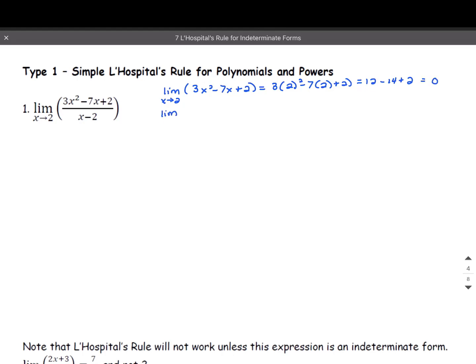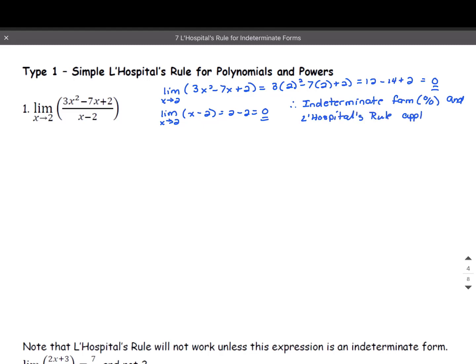Then we're going to take the limit as x approaches 2 of the bottom piece of the function, x minus 2. That's 2 minus 2, which is 0. So we have a limit of 0 on the top, a limit of 0 on the bottom. Therefore, this is an indeterminate form. And for our sake, I'm going to put 0 over 0. And now we can say that L'Hopital's rule applies.